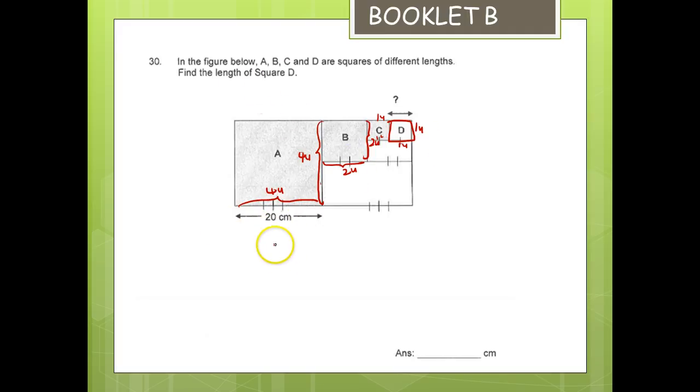So now I want to find the length of square D. I want to find 1 unit. So 4 units is 20 cm. 1 unit will be 20 divided by 4, which is 5 cm. So 1 unit is 5. So this is 5 cm. Length of square D is 5 cm.